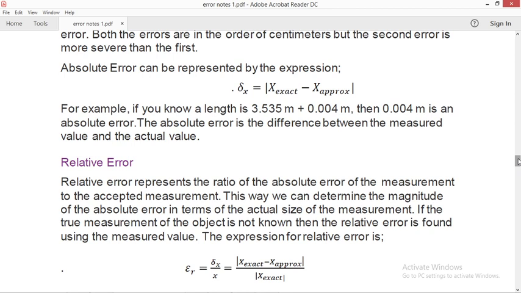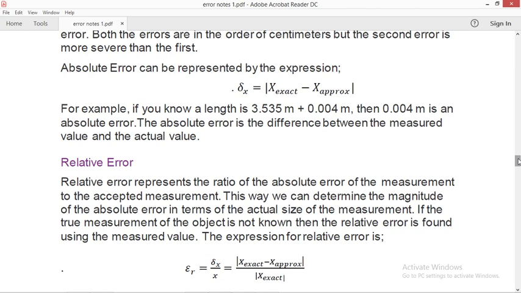For example, they have given that the length is 3.535 meters plus or minus 0.004 meters. Then 0.004 meters is an absolute error. The absolute error is the difference between the measured value and the actual value.